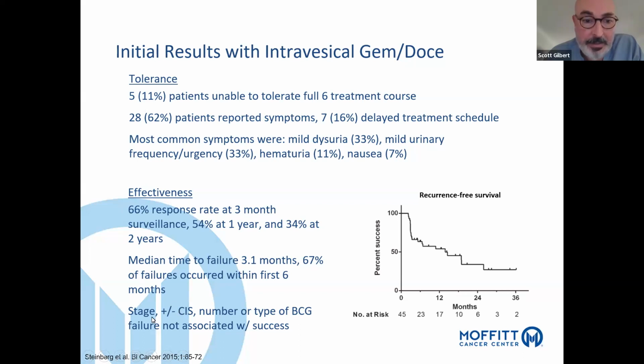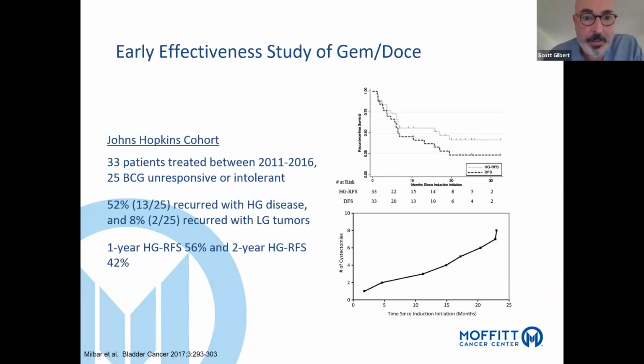And they did not see any association between the presence or absence of carcinoma in situ, or Ta versus T1, or the number of prior BCG treatments or failures. They didn't see that really impacted the response rate or effectiveness of this regimen. So this was repeated at Johns Hopkins in a cohort of patients between 2011 and 2015. Most of these patients were BCG unresponsive or intolerant.